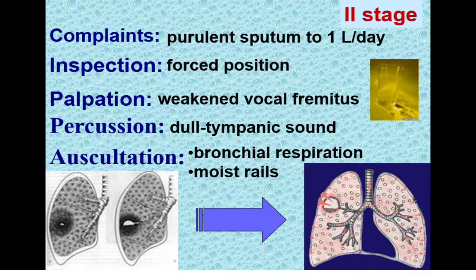alveoli are destroyed. It shows that there cannot be vesicular breathing. And through the communicating bronchus there will be bronchial breathing with moist rales because the content of the cavity is liquid which is expectorated with sputum. You see forced posture of the patient on the affected side.